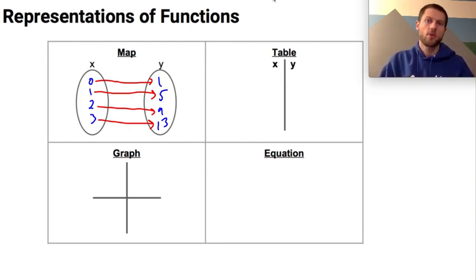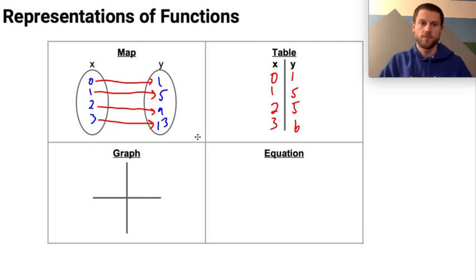You could do the same thing with a table. We could have 0, 1, 2, 3 for inputs. I could have 1, 5, 5, 6 for my outputs. Notice here that I have repeated outputs. That's okay, but I have different inputs, so that's good.